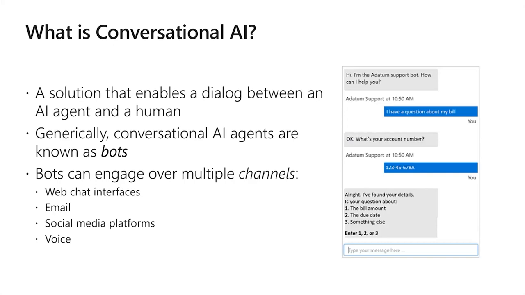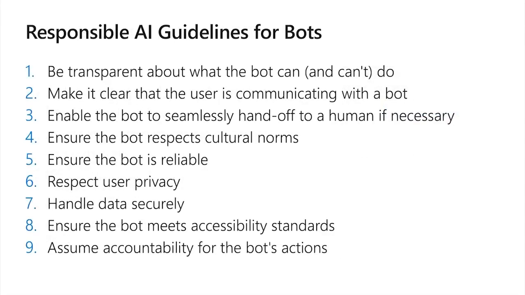So let's take a look at responsible AI. And I've listed here nine guidelines. So the first is be transparent about the bot, what the bot can and can't do. And I think you should develop metrics to assess user satisfaction. Metrics for your bot should cover not only whether the user feels that the bot served its intended purpose, but also the user's sense of well-being and comfort while using the bot.